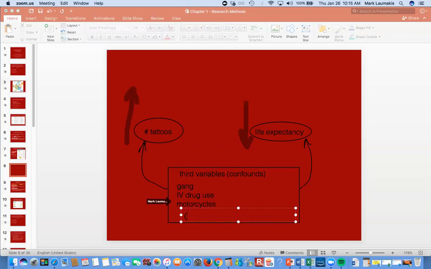Well, that would be just, if you want to summarize all this down the bottom here, you could put it under the rubric of risky behaviors, right? Risky behaviors. You make these choices to do these things, and that puts you at risk of dying younger, and it's associated with increased number of tattoos and so forth, okay?